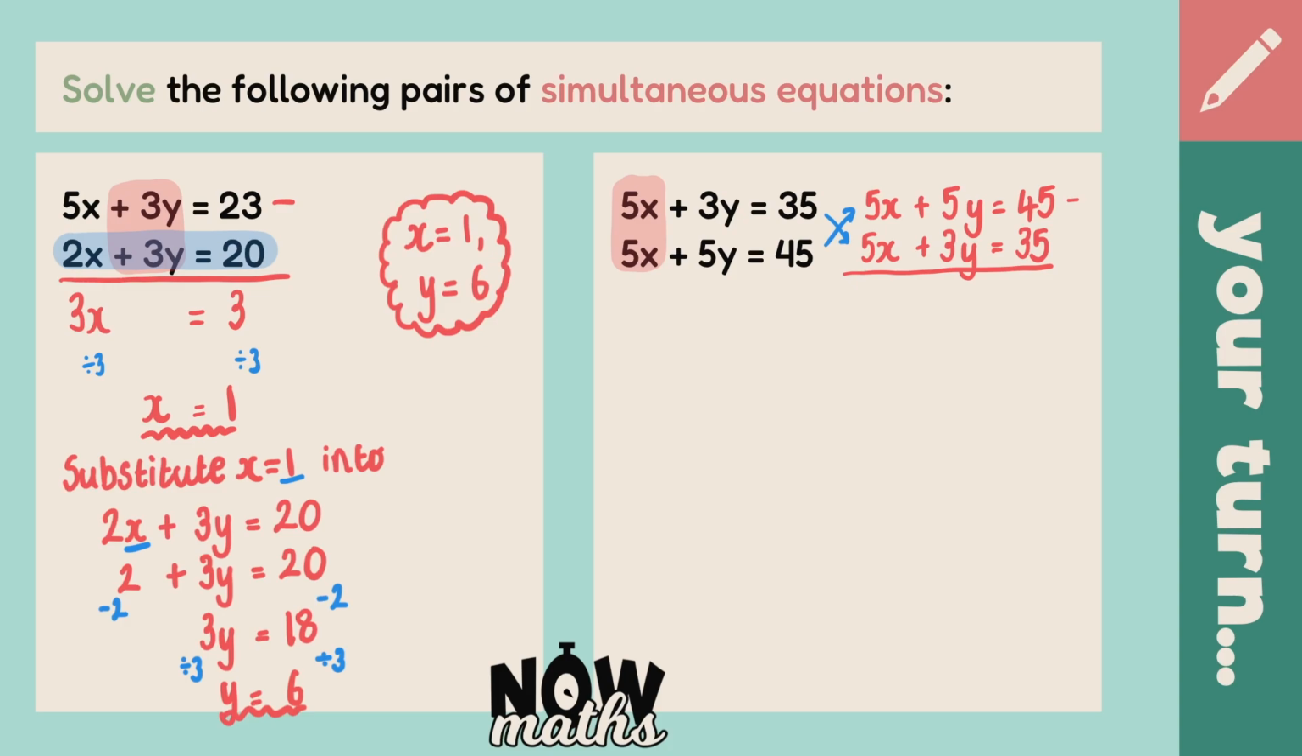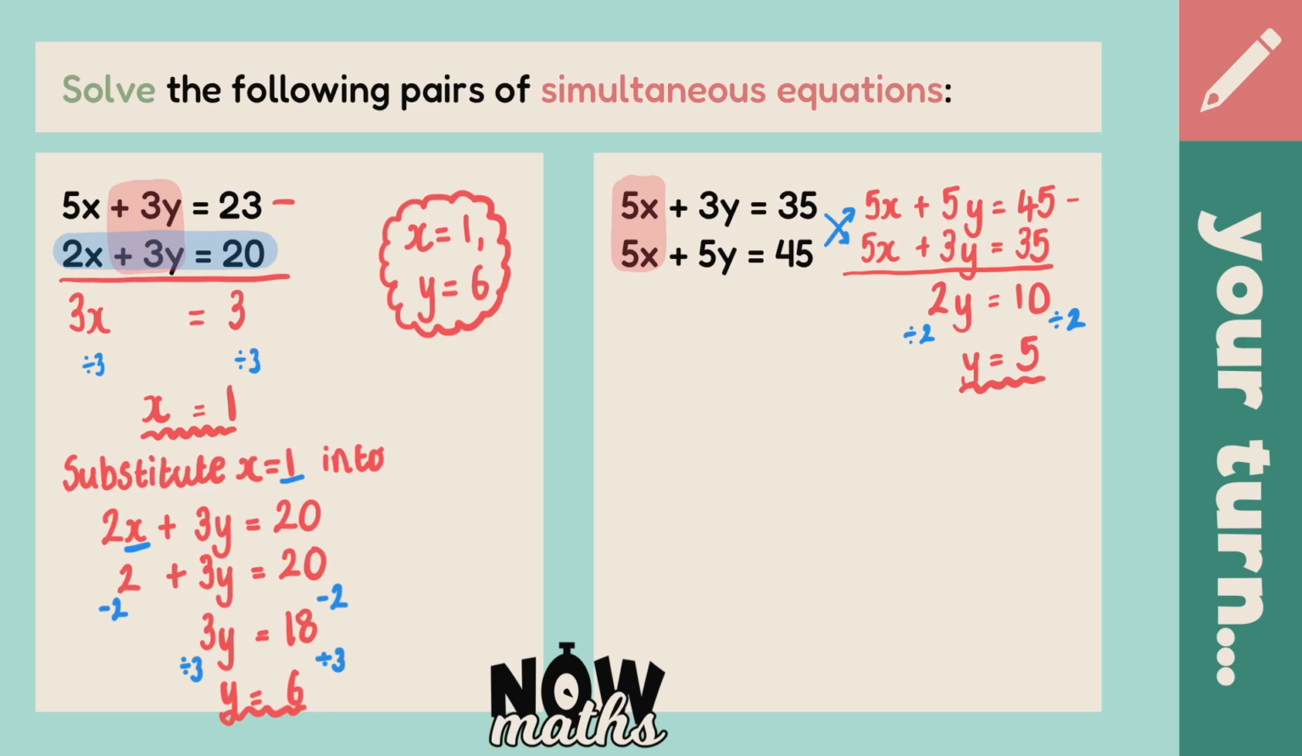So starting off with 5x subtract 5x is 0, so we won't write that down. 5y subtract 3y is 2y. And finally, 45 subtract 35 is 10. So to solve 2y equals 10, we divide by 2. And this gives us y on the left, and 10 divided by 2 is 5 on the right. So we have our y solution first this time.